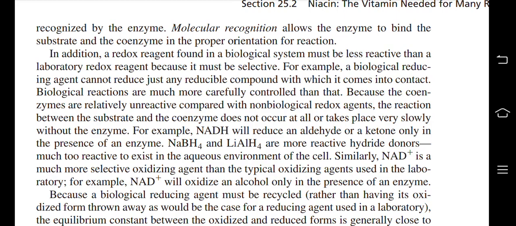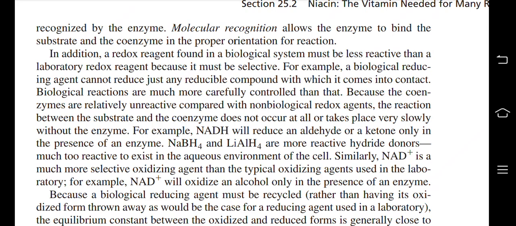In addition, a redox reagent found in a biological system must be less reactive than a laboratory redox reagent because it must be selective. For example, a biological reducing agent cannot reduce just any reducible compound with which it comes into contact. Biological reactions are much more carefully controlled than that because the coenzymes are relatively unreactive compared with non-biological redox reagents. The reaction between the substrate and the coenzyme does not occur at all, or takes place very slowly, without the enzyme. For example, NADH will reduce an aldehyde or a ketone only in the presence of an enzyme.